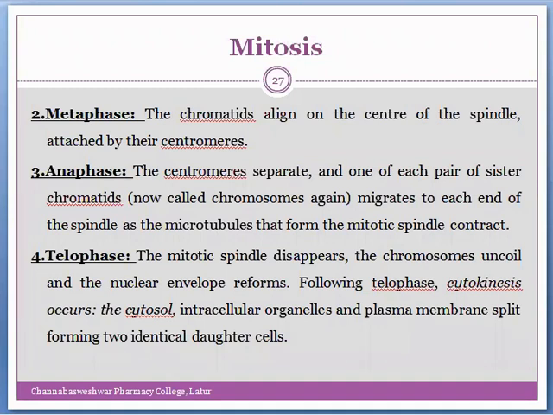Now the fourth phase is telophase. The mitotic spindle disappears, the chromosomes uncoil, and the nuclear envelope reforms. Following telophase, cytokinesis occurs, which is the division of the cytoplasm. In prophase there is division of the nucleus, but following telophase the cytoplasm divides, and this is known as cytokinesis. The cytosol, intracellular organelles, as well as the plasma membrane split, forming two identical daughter cells, and the cytoplasmic material divides into the two daughter cells.